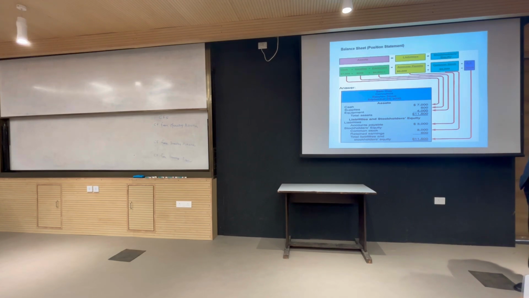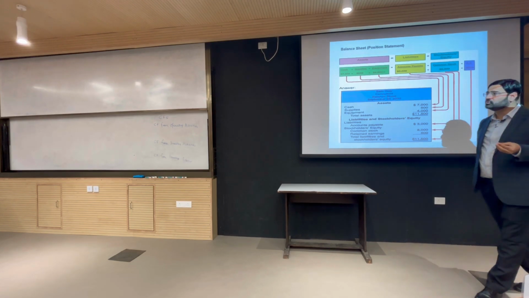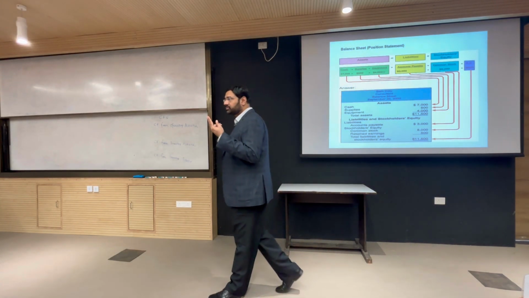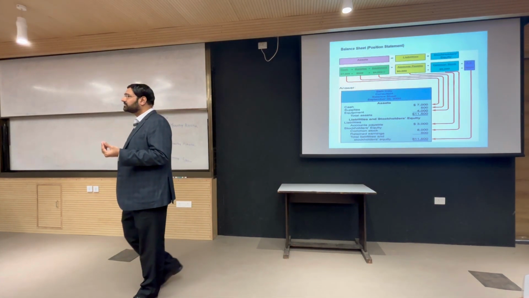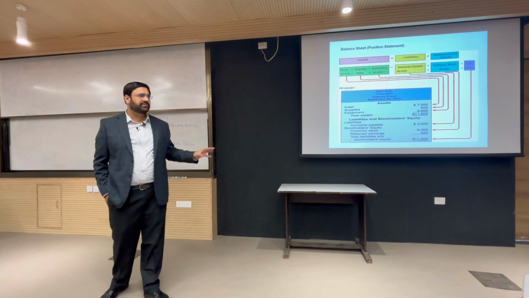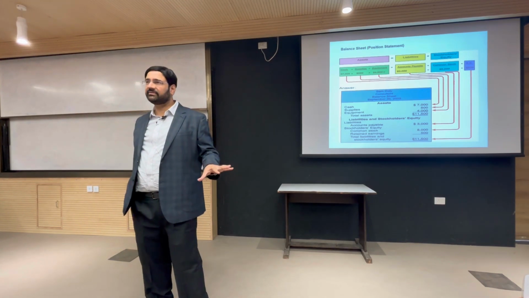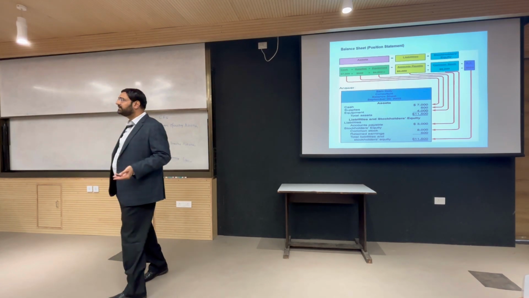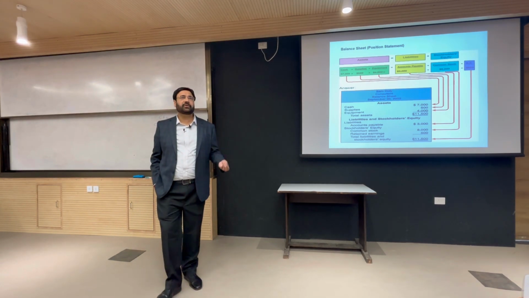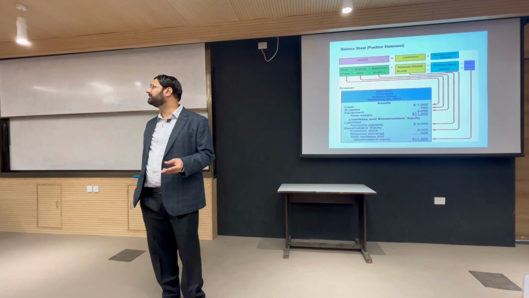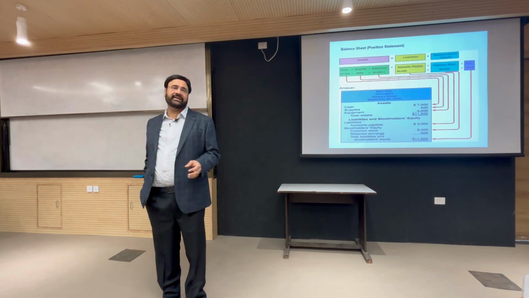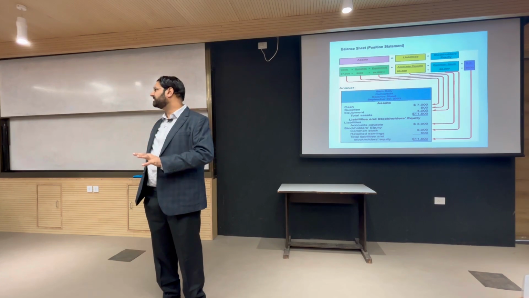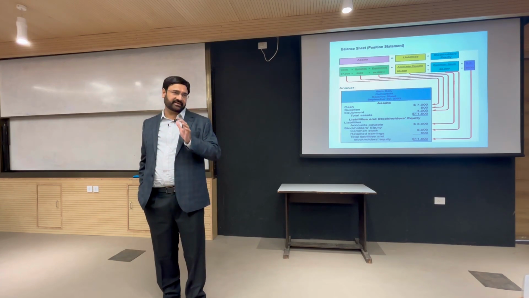So how do we prepare the cash flow statement? There are two ways of preparing it. The first way is called the direct method, and we will do the direct method today itself. The second method is called the indirect method. Under the indirect method, we take the net profit and make some adjustments. We add back depreciation, we add some increases or decreases in working capital, and then we arrive at the final earnings.